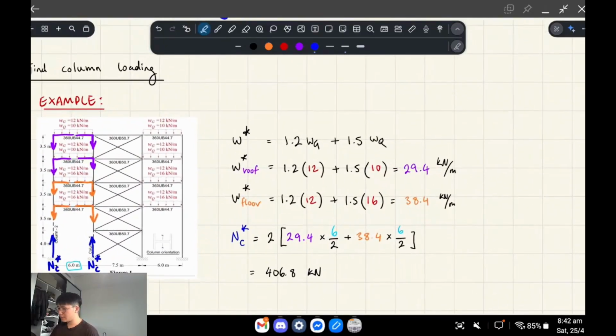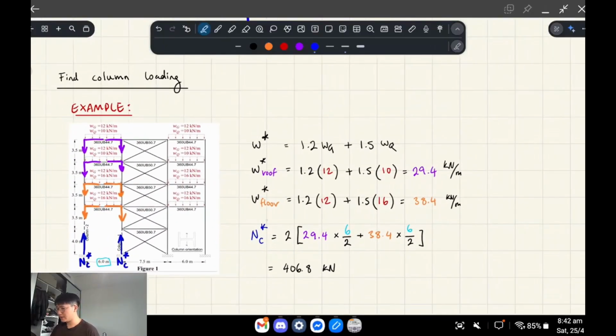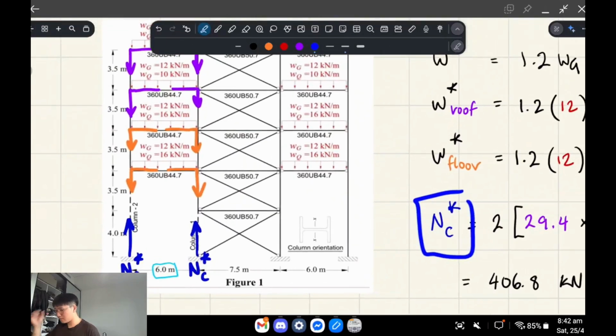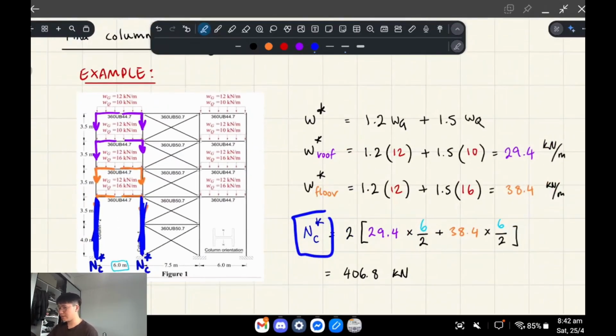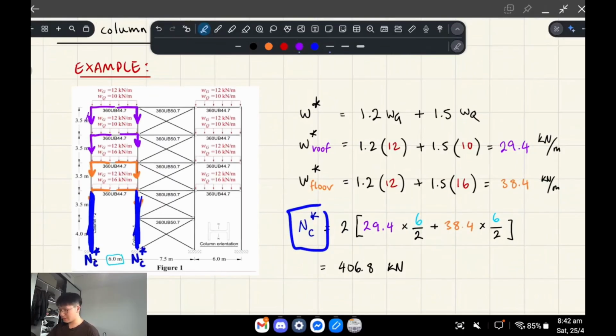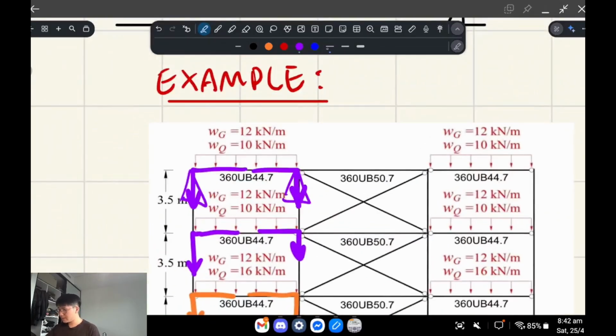Here's an example of how you would do a load rundown basically to find the column, sorry, the axial force in the column. So say you were designing these bottom 2 columns, right? Then you would basically take the loads and find however much load is going into each of these columns, and you can treat it like a simply supported beam.